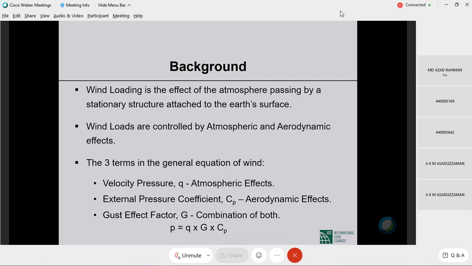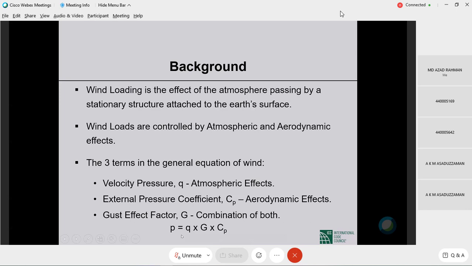It will apply pressure on some surfaces. It will apply what is called suction, negative pressure, on other surfaces, and we as engineers have to deal with those. Wind loads are controlled by atmospheric effects, having to do with the atmosphere obviously, and aerodynamic effects. Aerodynamics have to do with the structure, the shape of the structure. It has nothing to do with the atmosphere. So there are atmospheric effects that control wind. There are aerodynamic effects that control wind.